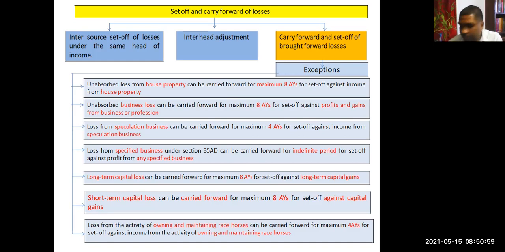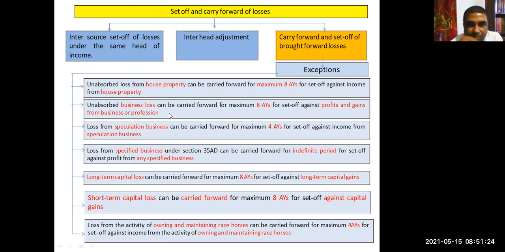Unabsorbed loss from house property can be carried forward for a maximum of 8 assessment years for set off against income from house property. If there is a house property loss, that can be carried forward for 8 assessment years, and that can be set off only against the income which is generated from house property. Second point.